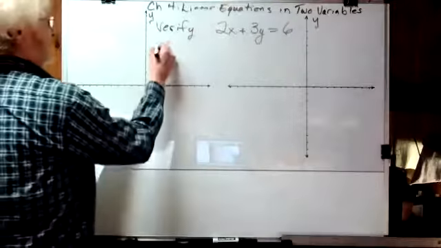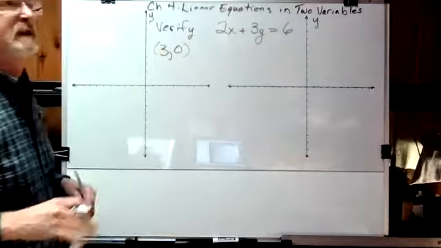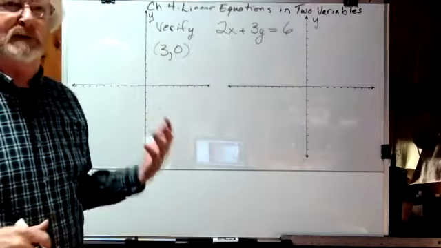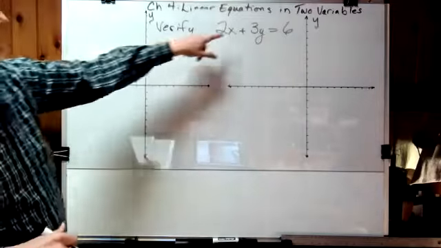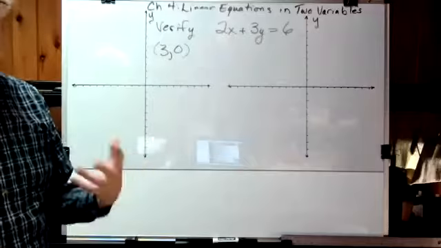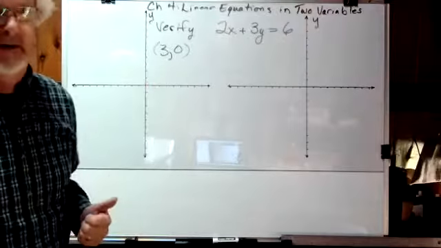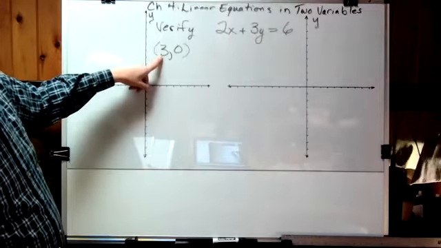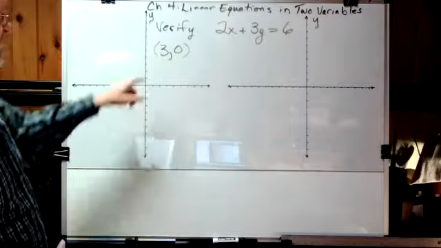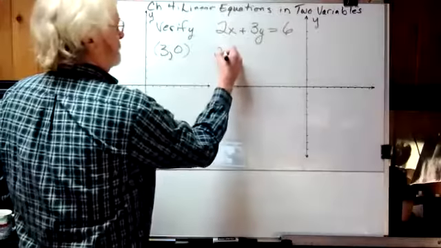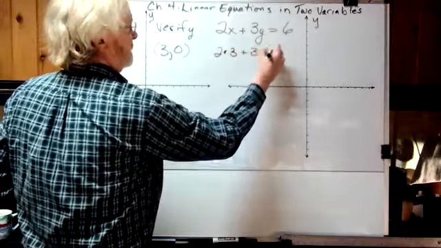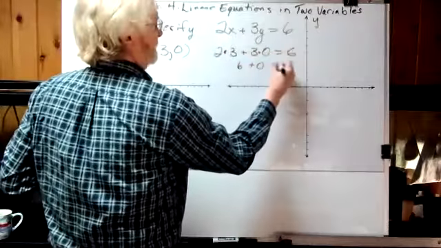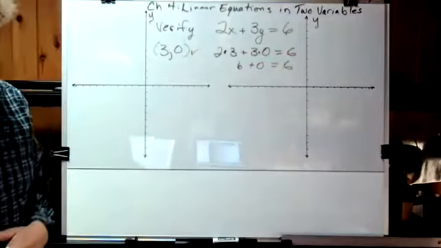Verifying, well, is (3, 0) a solution? Just like our equations in chapter 2, a solution is a value that makes it true. Now, here I need 2 values. Every solution has to have an x and a y. So the first number, 3, is an x, the second one is a y. If x is 3, then I get 2 times 3 plus 3 times 0. I'm plugging them in. Does that equal 6? 6 plus 0, yes, equals 6. All right, so that one is a solution.